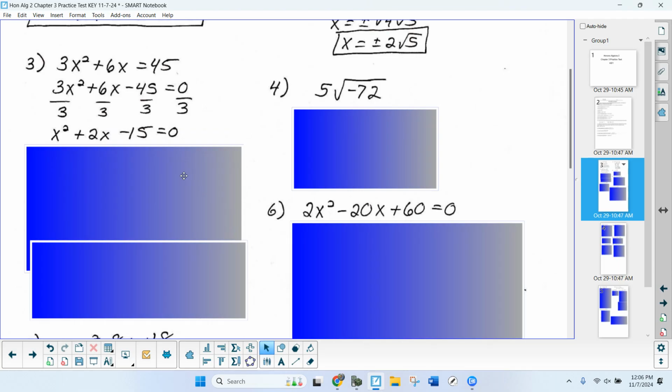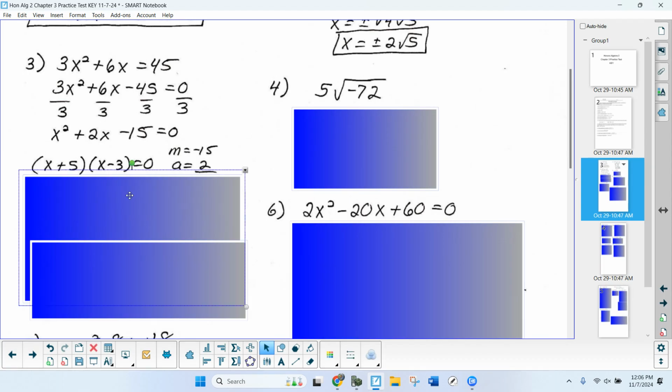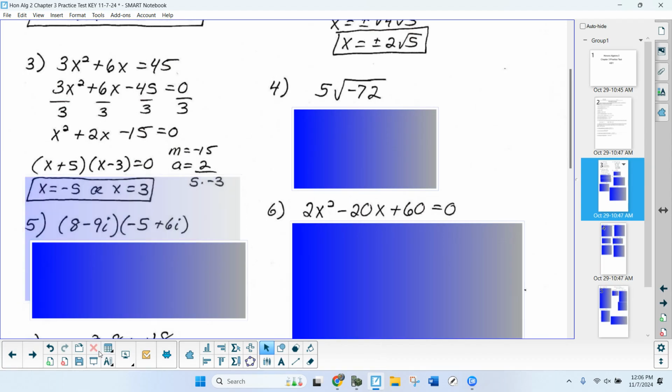Now, a is 1, life is easy. What question did you ask yourself? What multiplies to negative 15 that adds to 2? Here, what'd you get? 5 and negative 3. 5 and negative 3. And then you set each of those equal to 0. And what did you get for your answers? x equals negative 5 and x equals 3. Good. x equals negative 5 or x equals 3. Perfect. Questions on that one? Solve by factoring. I will check your method. Number 4.